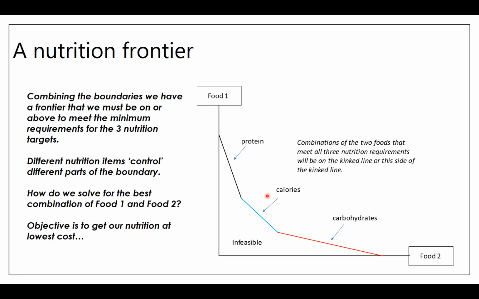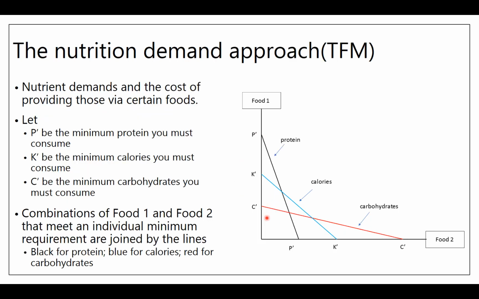Okay, so a better way to look at this would be, if we say that we have to be to the right of the protein constraint or on it, to the right of the calories constraint or right on it, and to the right of the carbohydrate constraint or right on it, then what we're actually doing is building out this nutrition demand as a frontier. We simultaneously have to meet all of these requirements, the protein, the calories, and the carbohydrates.